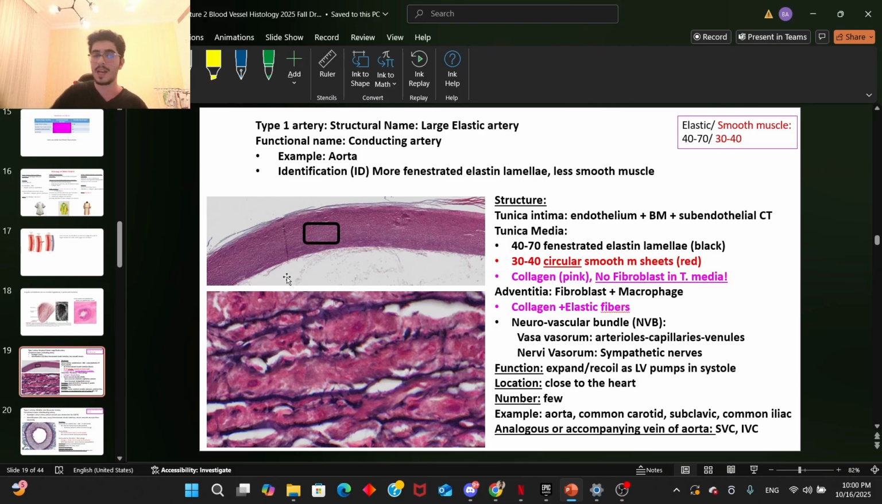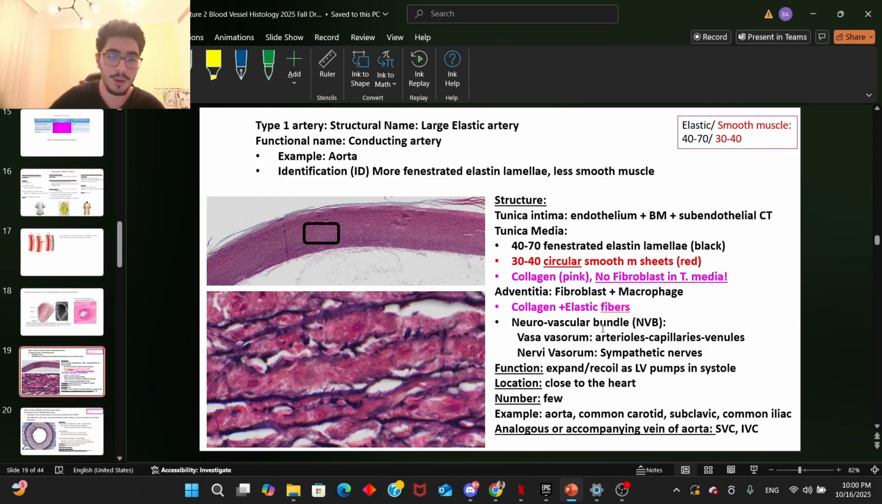Next is the tunica adventitia, and the tunica adventitia will also be the same. It will contain, again, loose connective tissue and also macrophages. In the loose connective tissue, we have resident macrophages. They're called adventitial macrophages. You don't have to know that, but yeah. They also have a neurovascular bundle.